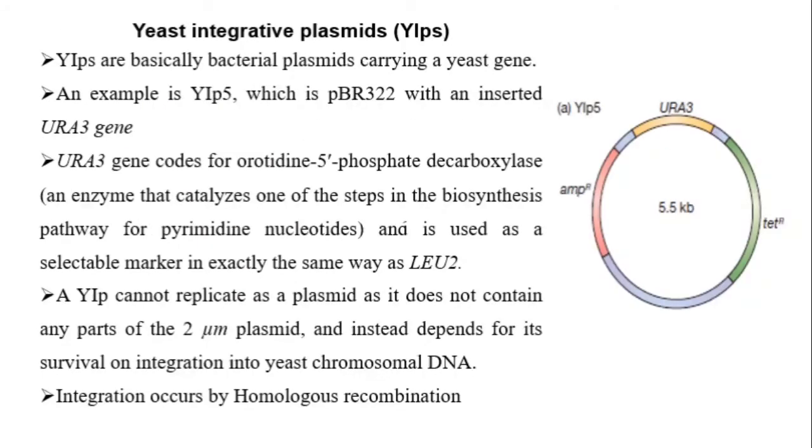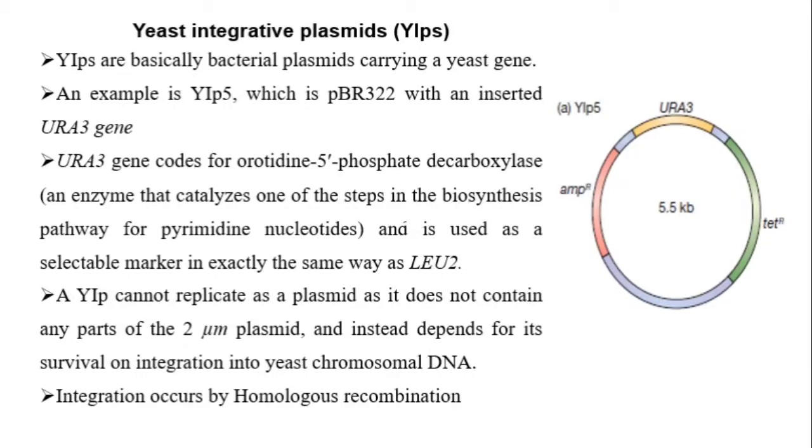The next vector is the yeast integrative plasmid, also known as YIPs. YIPs are basically bacterial plasmids carrying a yeast gene. They contain almost only bacterial plasmid sequence, and they also carry a yeast gene.